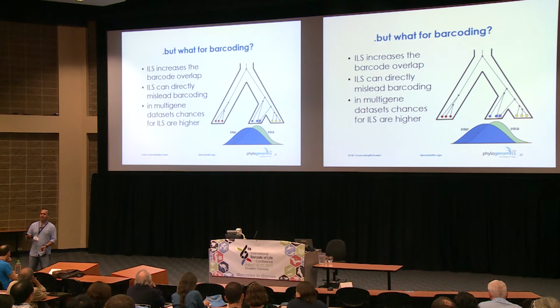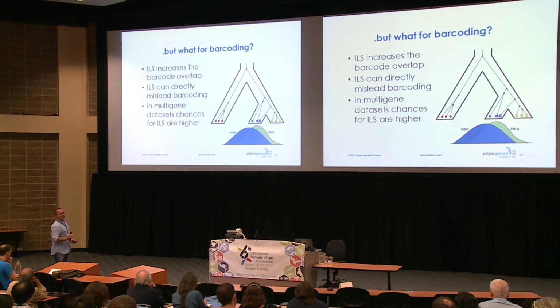So the barcode can only decrease when you have more sampling, more genes, and more geographical locations. That's my take on this. But it doesn't mean that it's very important for barcoding. It might be or not, okay?